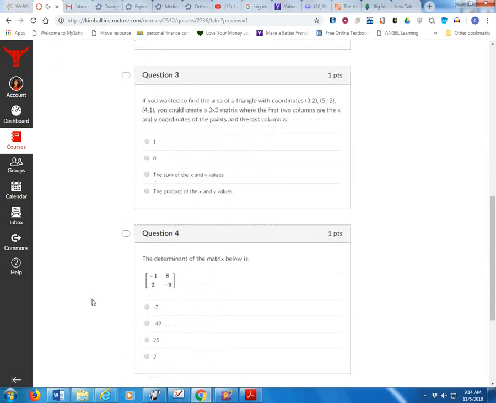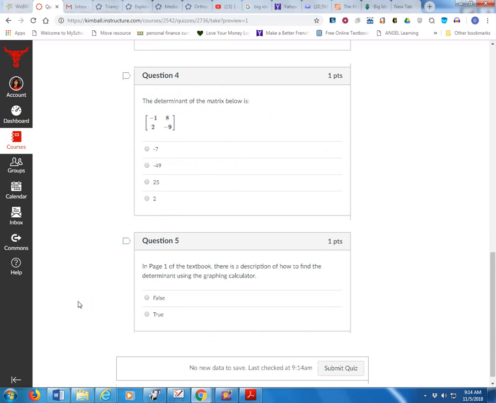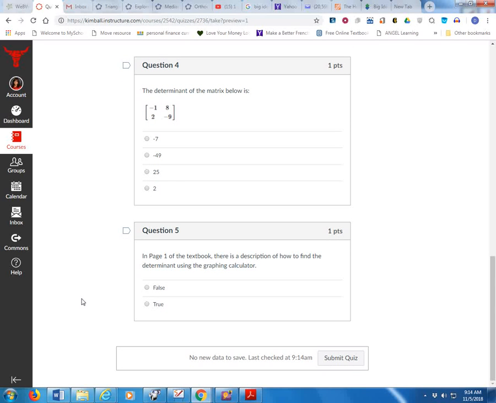If you wanted to find the area of a triangle with these coordinates, you could create a 3 by 3 matrix where the first 2 columns are the x and y coordinates and the last column is 1s. The determinant of this matrix is 9 minus 16 is negative 7. And on page 1 of the textbook, there's a description of how to find the determinant using a graphing calculator. That is true.